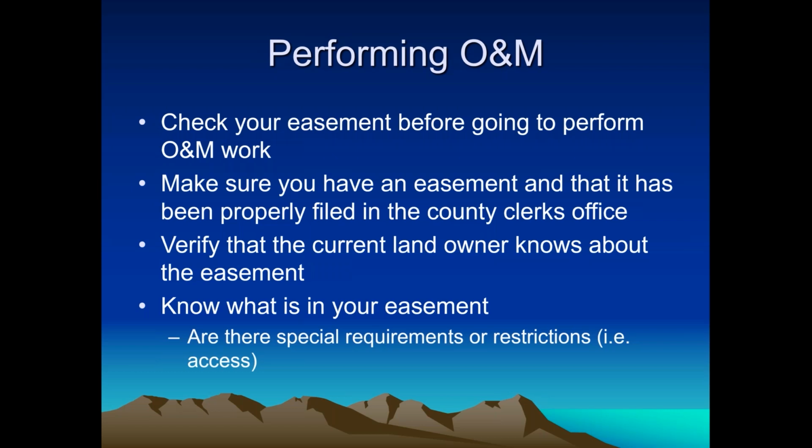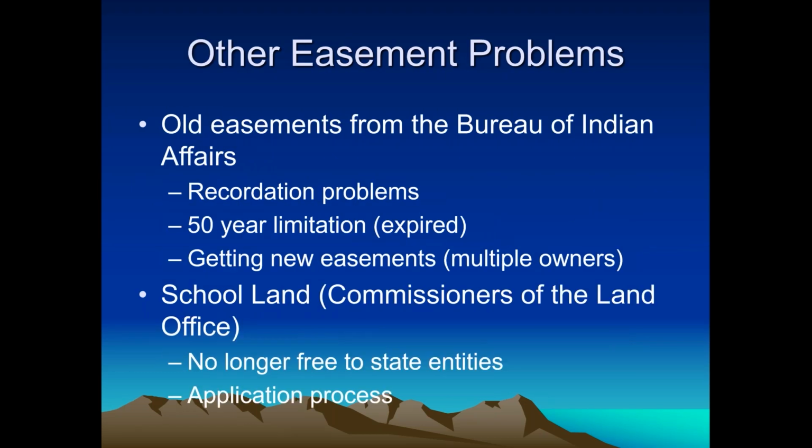Some of our conservation districts in Oklahoma have 100+ flood control structures that they're taking care of and looking after. And some of them may have specific things that they need to do in their easements. And so they just need to make sure that they're on top of that before they go out and do any O&M.